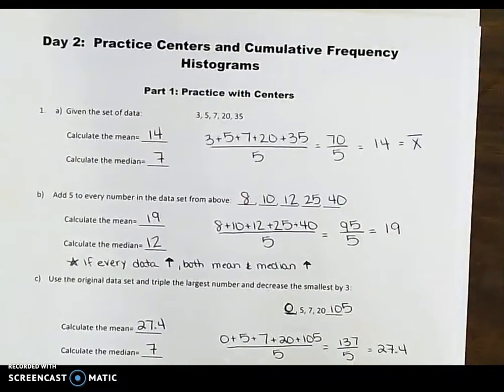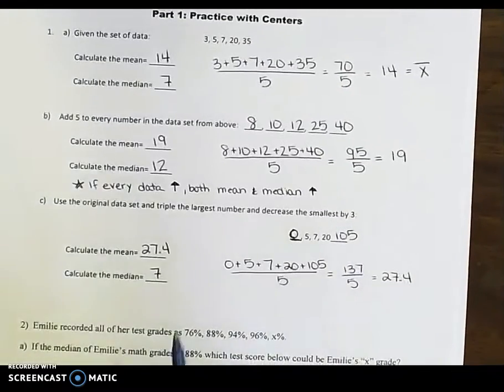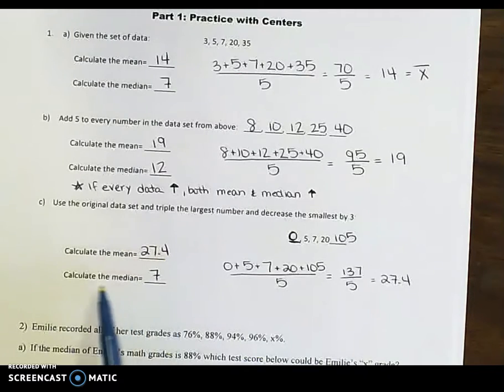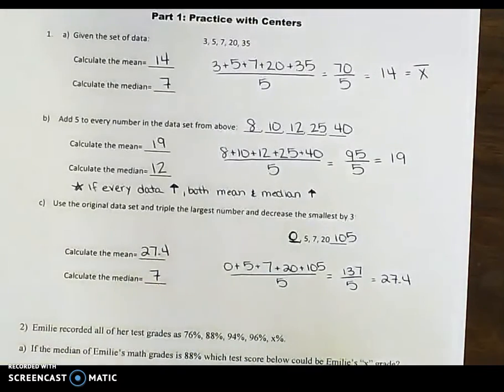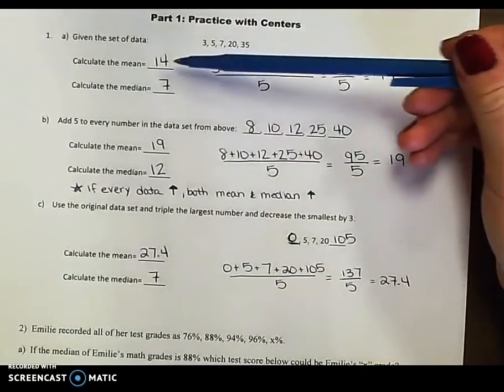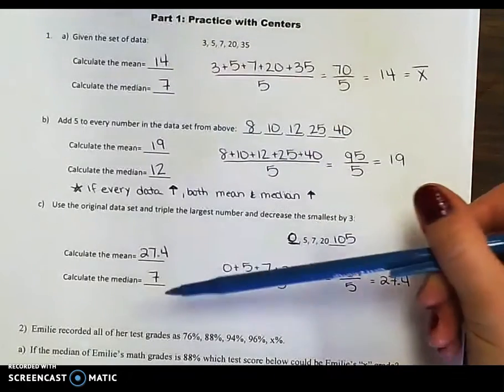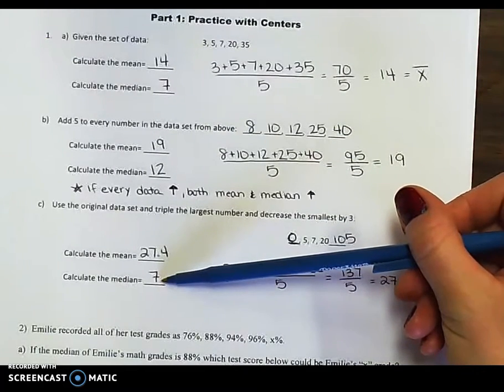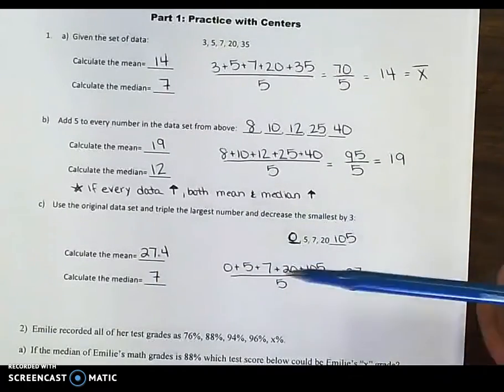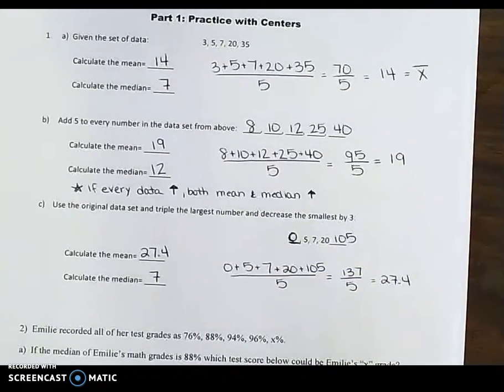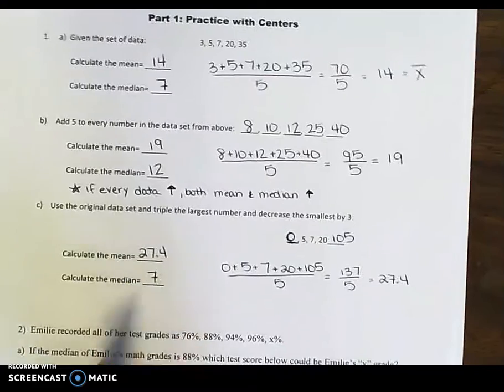All right, let's take a look and see if we concur with our solutions. All right, I came up with the mean as 27.4 and the median as 7. So let's take a look and see, well, what changed with our centers when we manipulated only the endpoints of our data? So our original mean was 14, and our new mean is now changed to 27.4. Our median started as 7, and now it remained at 7. So if we take a look, what was affected by changing just the endpoints of the data? That's right, only the mean value changed. The median remained the same.